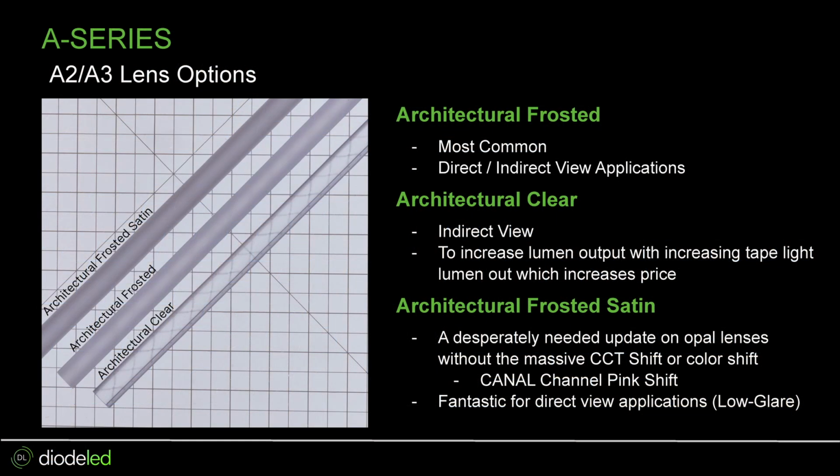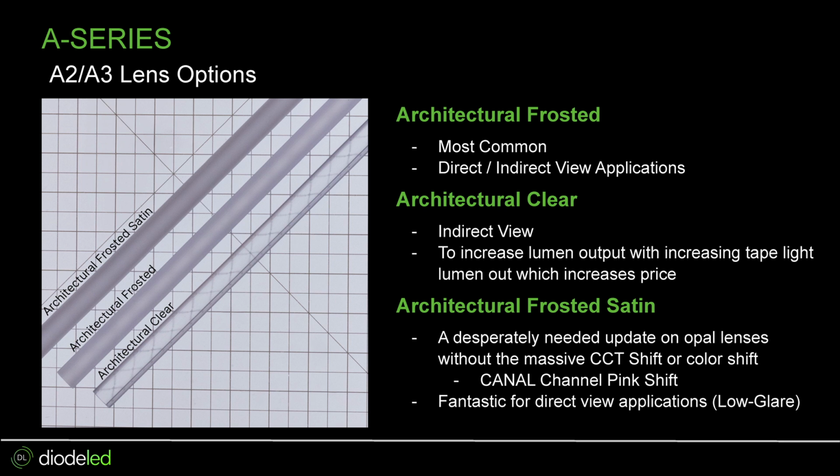I just want to end off the A series with the lens options. You have the architectural frosted, like I talked about, most common, great for direct and indirect view applications. You have the architectural clear. This is much more for indirect view. The way I want you to see clear is for those 10% of projects or applications where you don't want to increase the price by stepping up the lumen output in the tape light, the light engine, but you need to increase the lumen output on a cove, for example, or above a cabinet. You could use a clear lens to increase that lumen output.